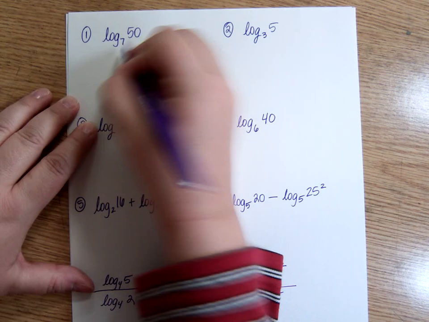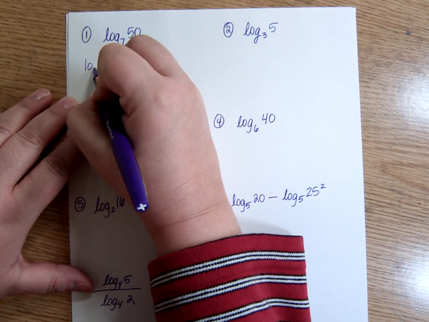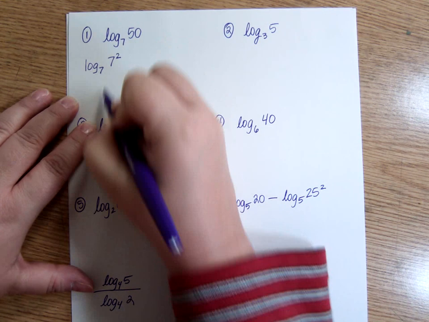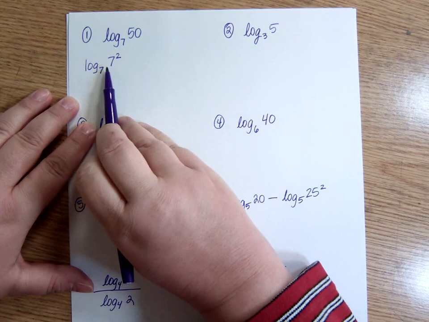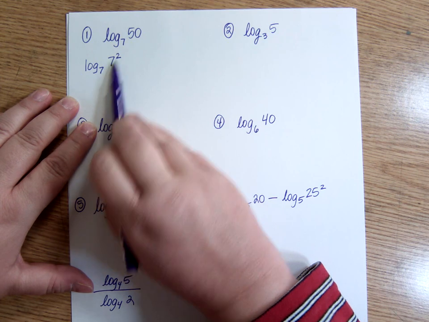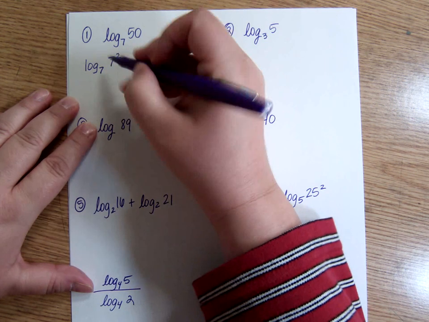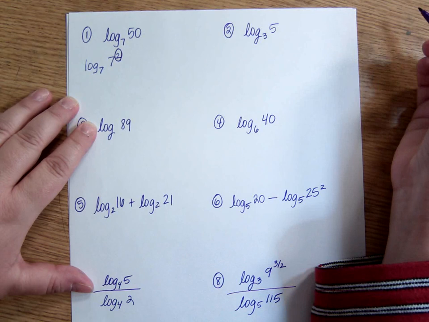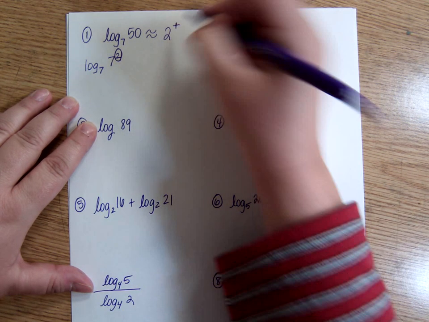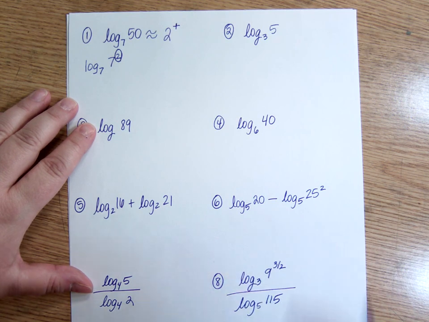So here I'm thinking about log base 7 of 7 squared, which is 49. Okay, that's a little bit less than that. So this is going to be a little bit bigger than the answer I would have for 49, which is 2. So it's going to be 2 plus a little bit. I'm going to write it like that. 2 plus a little bit. Maybe 2.2, maybe 2.3, probably not quite that big.